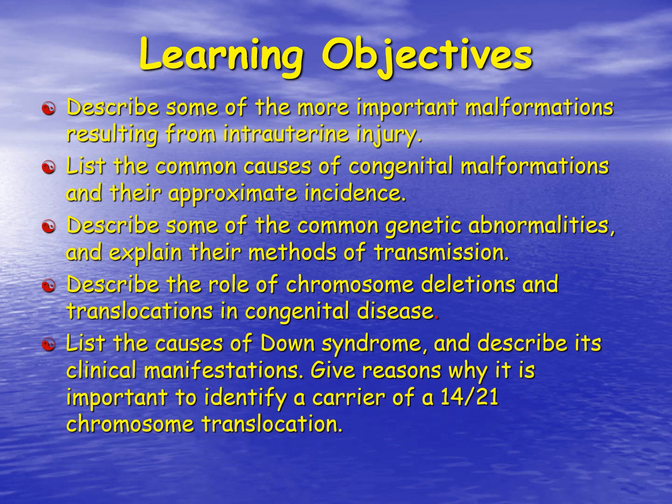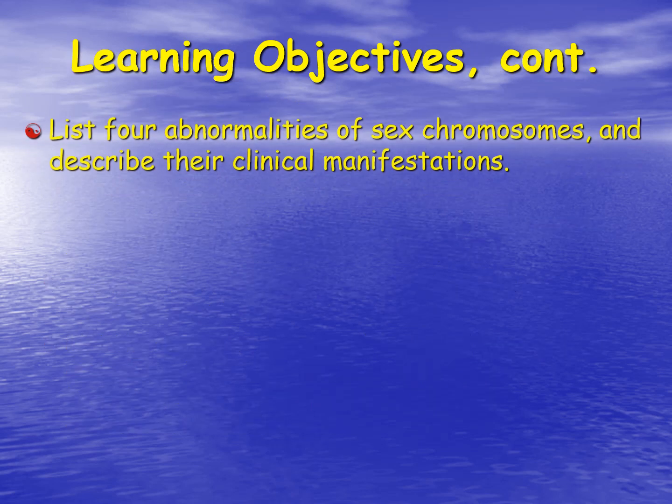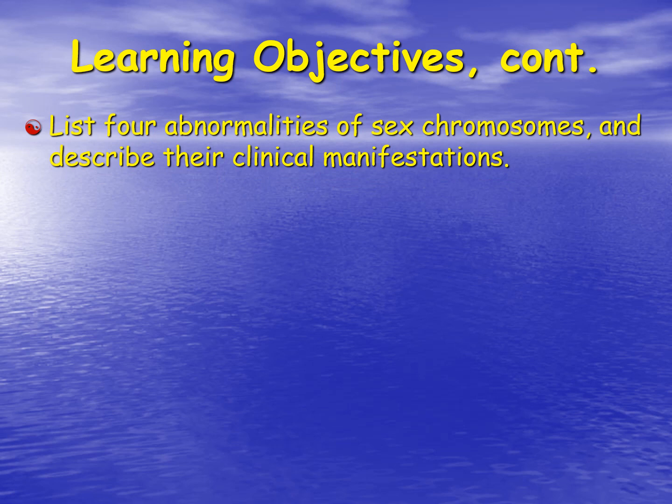And list the causes of Down syndrome and describe its clinical manifestations. Give reasons why it is important to identify a carrier of a 14;21 chromosome translocation. You also should be able to list 4 abnormalities of sex chromosomes and describe their clinical manifestations.